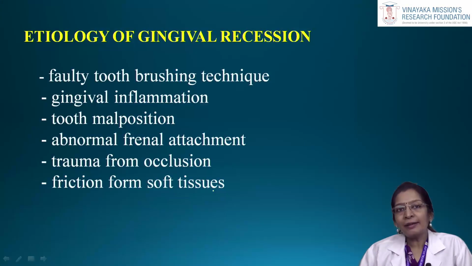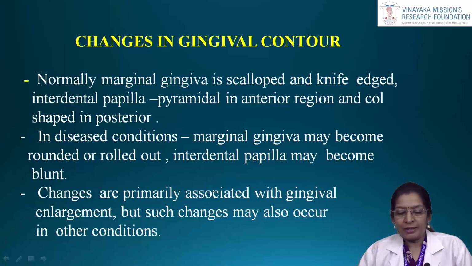What is the reason behind gingival recession? Many reasons are there, mainly pathological, physiological and anatomical. The most common causes are faulty toothbrushing technique, gingival inflammation, tooth malposition, aberrant frenal attachment, friction from soft tissues, orthodontic tooth movement in the labial direction, and trauma from occlusion. Based on the etiological factors, and removal of those factors, the treatment plan will be made. That is all about gingival recession.